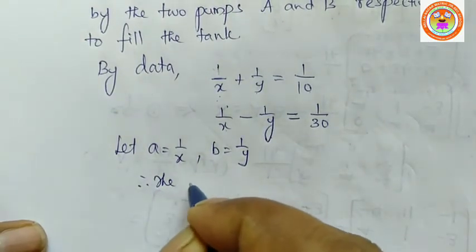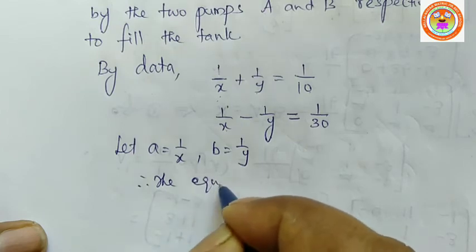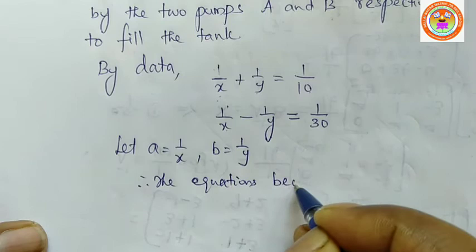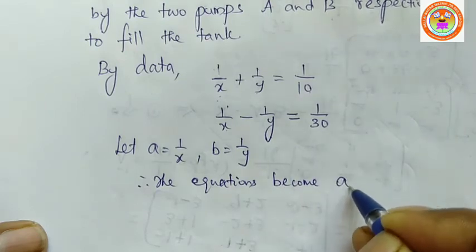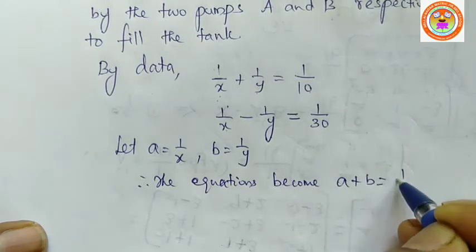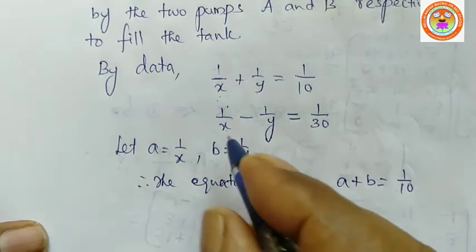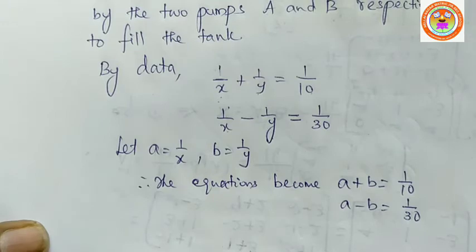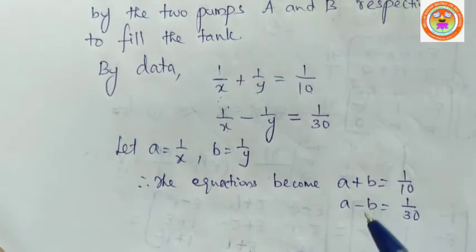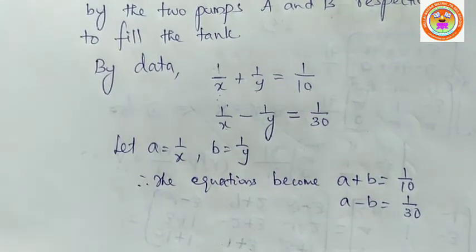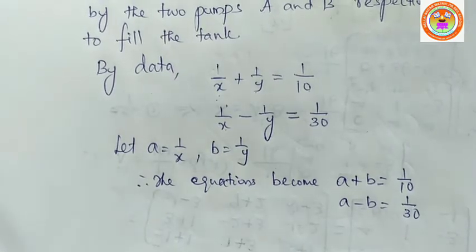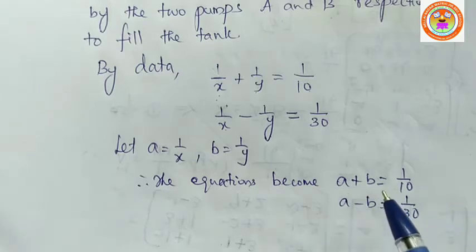Therefore, the equations become a plus b is equal to 1 by 10, a minus b is equal to 1 by 30. So, from these two equations, we can find delta A and delta B. Reason is here we are having the variables A and B.